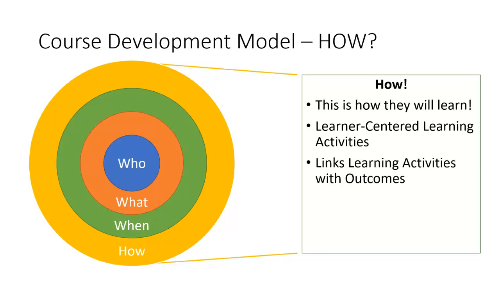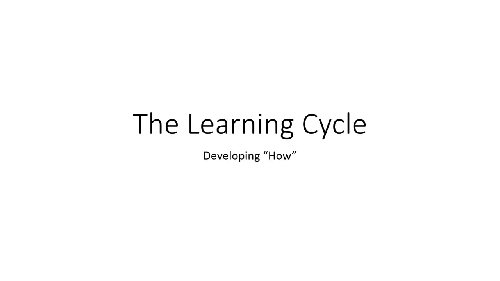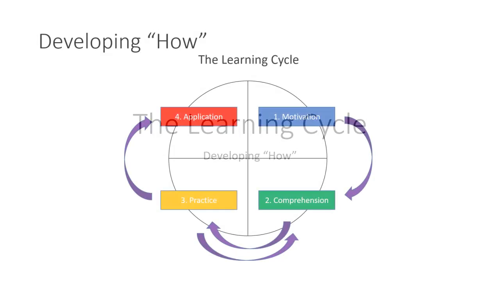The learning activities should be linked to the intended outcomes and should include practice to reinforce the performance standards. Benchmarks and feedback provide learners with information about their progress. Next, we'll review the learning cycle, which provides guidance in how to develop and sequence learning activities. The learning cycle is a proven lesson design method which guides the development of learning activities.